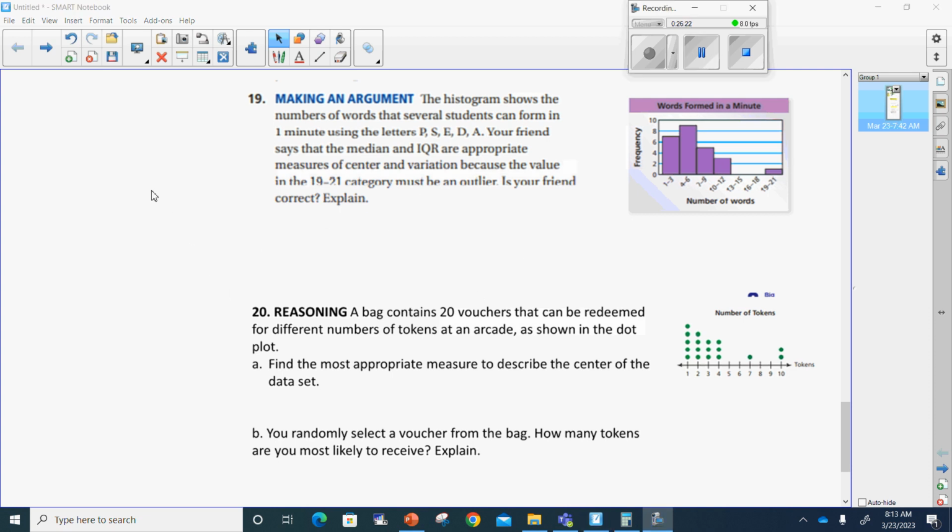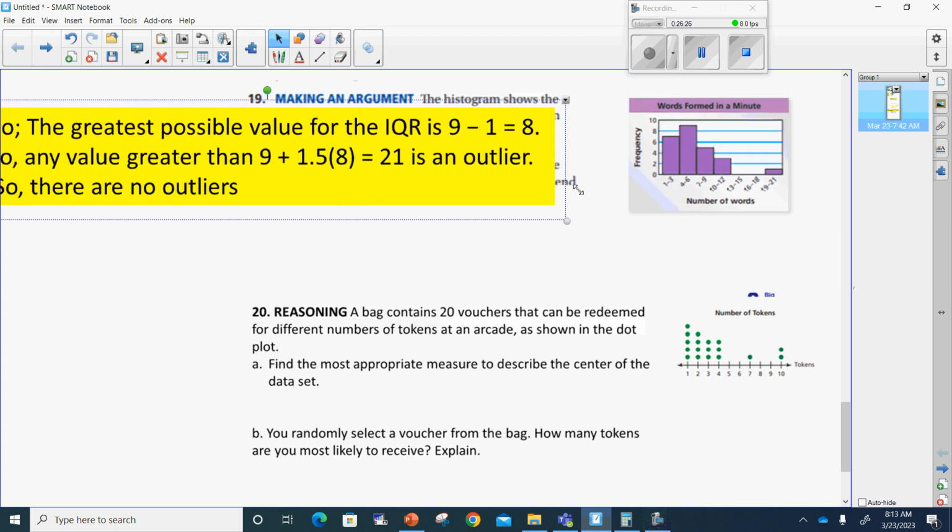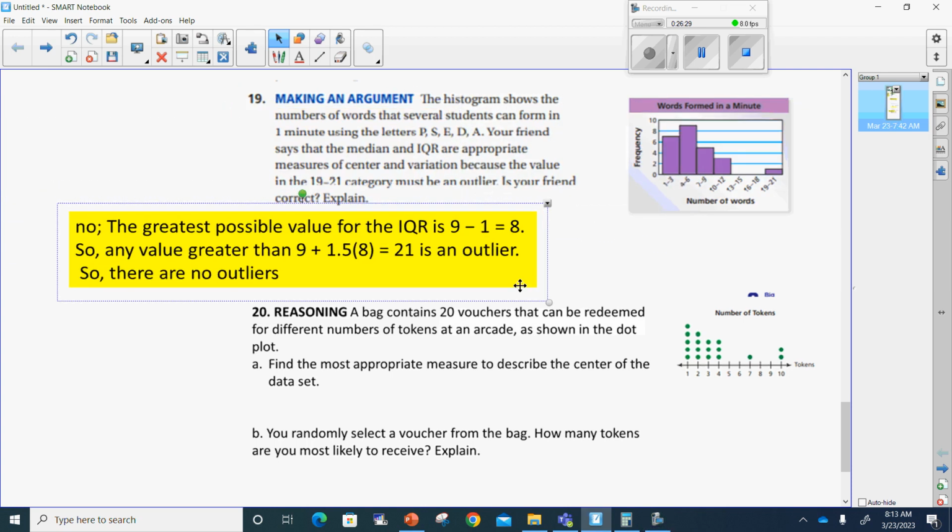And I'm going to say no. Reason being is the greatest possible value for the interquartile range is 9 minus 1. 9 minus 1, and that's only going to be a difference of 8. So the value greater than 9 plus 1.5 times 8, which is 21, is the outlier. There are no outliers, okay? The 19 to 21 fit within the range, all right?